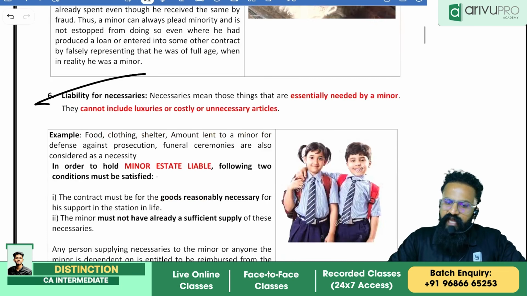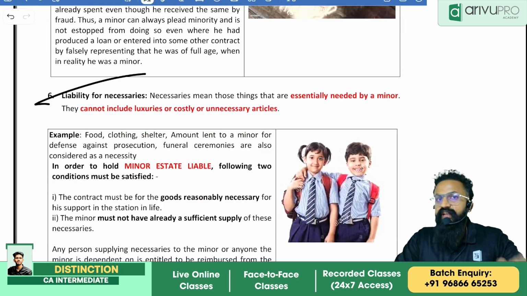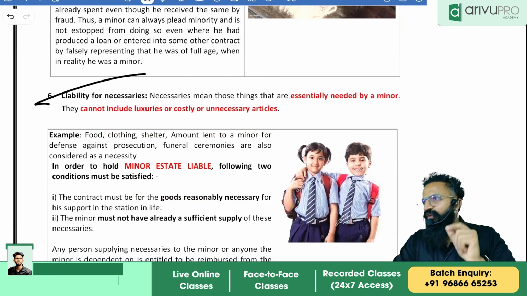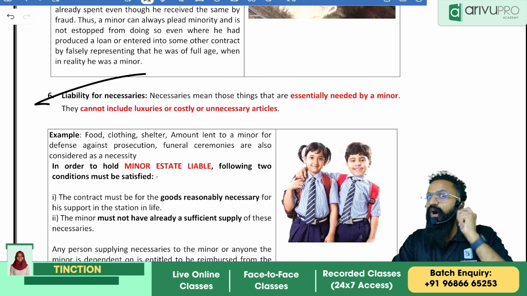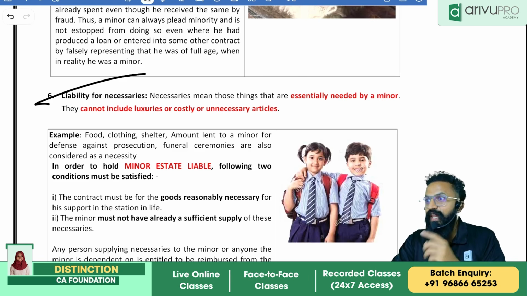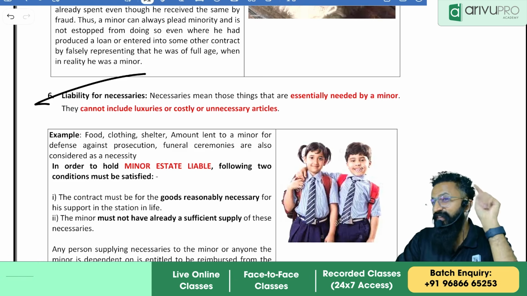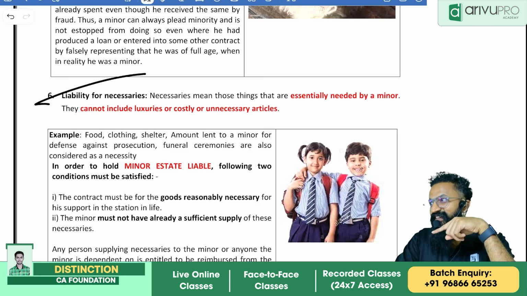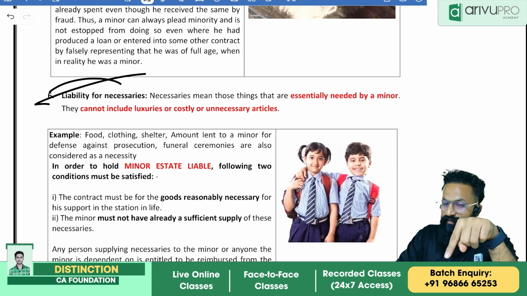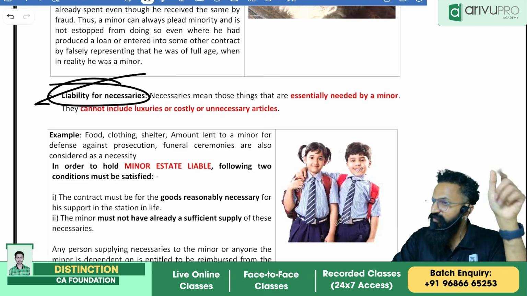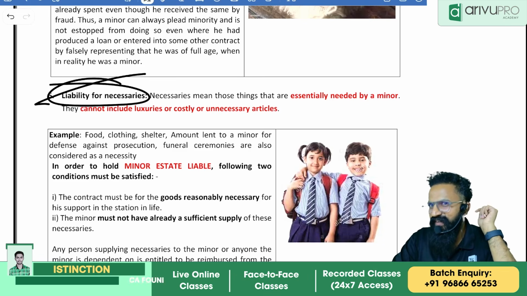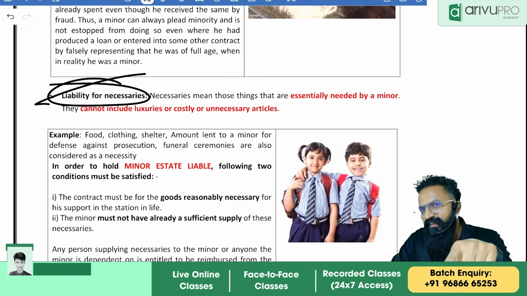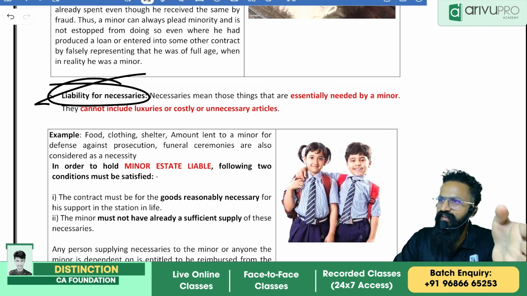Next one, liability for necessaries. Any person who has spent money on you for necessaries, you are liable. Sorry, your property is liable. And we saw one more point also. Where did we see this? Civil law? No. This liability for necessaries. Where did you see this? Recently I explained to you. Yes, correct. Quasi contract.